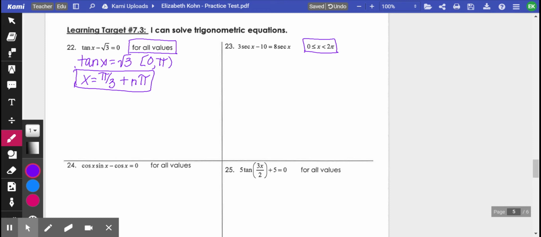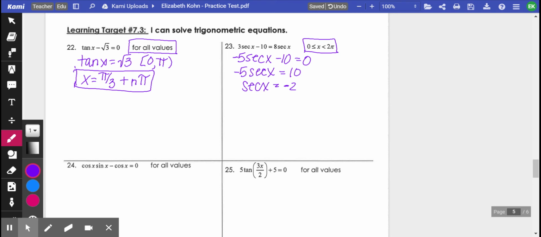Most often with trig equations, we want to get them equal to 0. That's going to tell us where we need to go. So I'm going to subtract the 8 secant x from the 3 secant x, and I'm going to get negative 5 secant x minus 10 equals 0. Now from here, I want to try to get the secant by itself. I'm going to do that first by adding 10, and then I'm going to divide by negative 5, which 10 over negative 5 is negative 2. So I'm looking for where is the secant of x equal to negative 2.